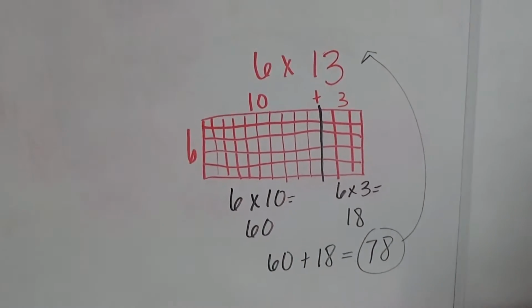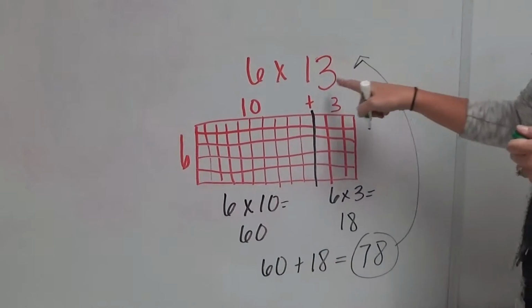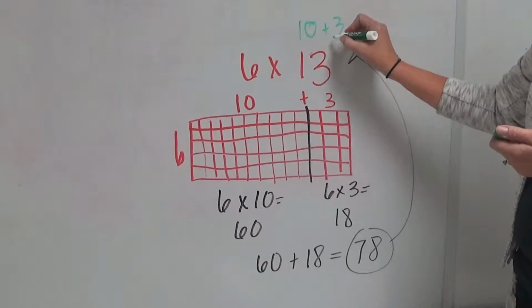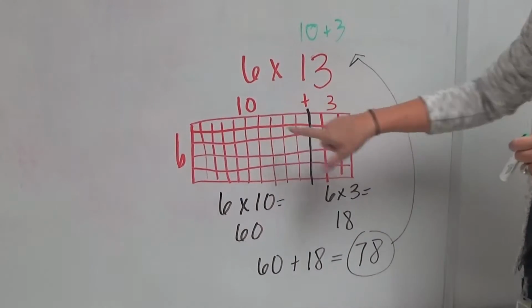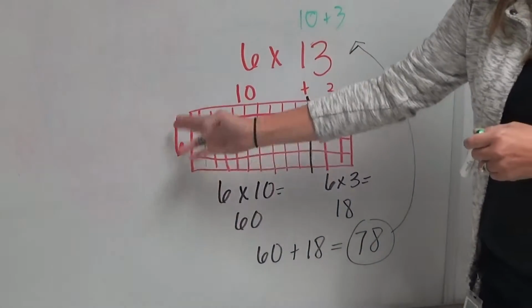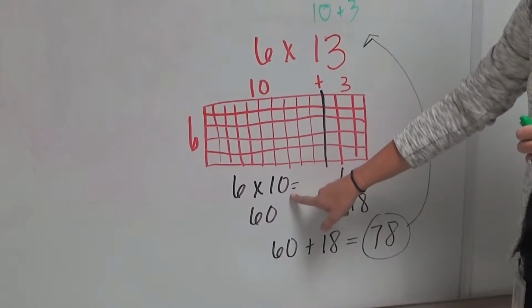So we're going to break up the 13 into easier numbers to multiply, and I just did expanded form that we talked about in our place value video. 10 plus 3 is going to get you 13. So we put the 10 here and the 3 here because we know that equals 13, and we're multiplying it by 6. So here we essentially have 6 times 10.